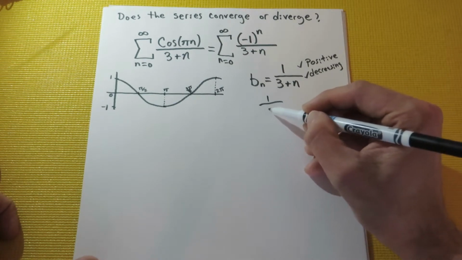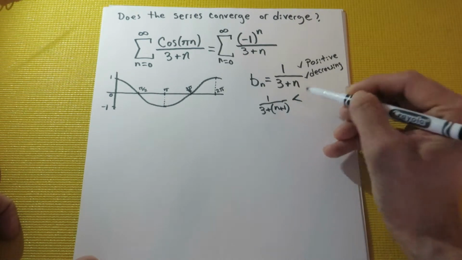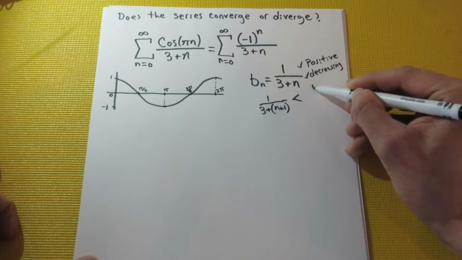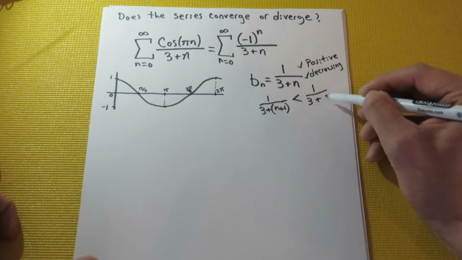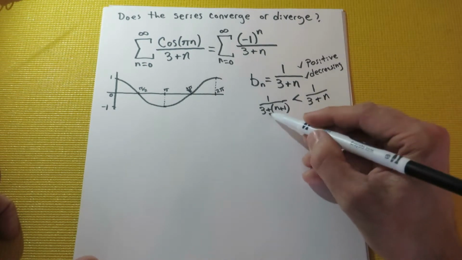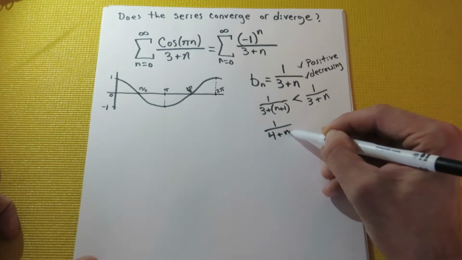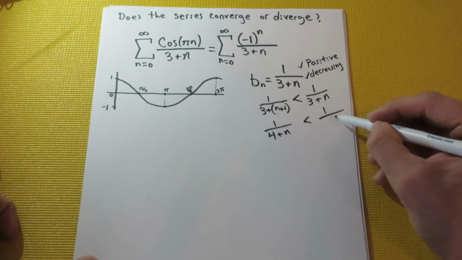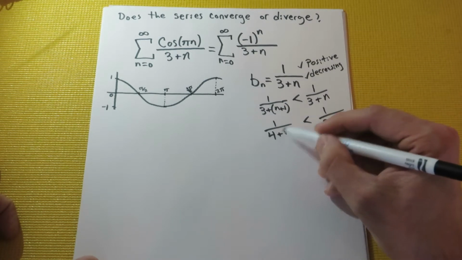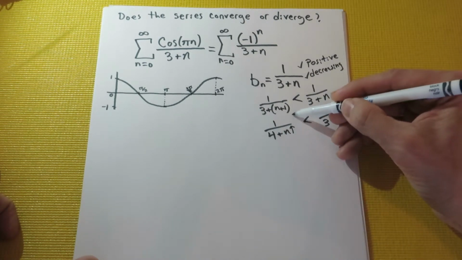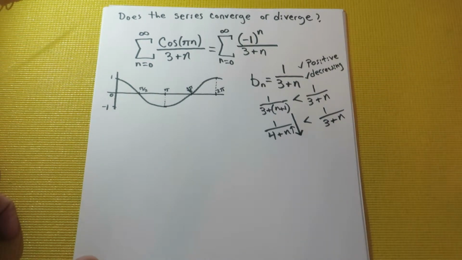1 over 3 plus n plus 1 is smaller than 1 over 3 plus n. And you just imagine here, we add 1 to 3, that gives us 4 plus n. We're claiming that that's smaller than 1 over 3 plus n, because our denominator went up. So every time our denominator goes up, then the whole value of this expression is going to go down, and vice versa.